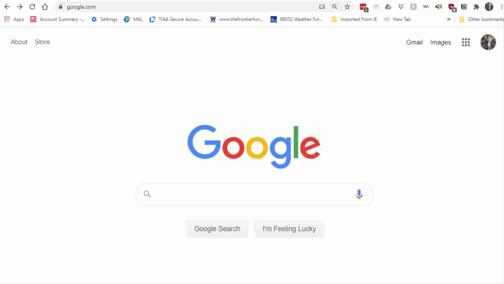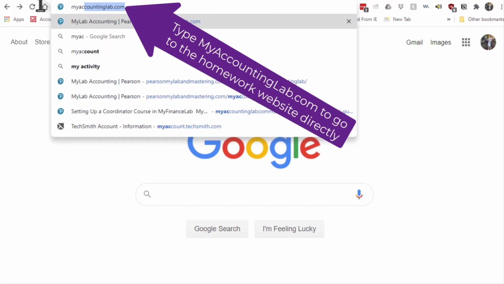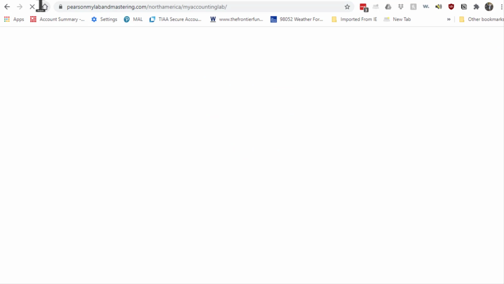So now we're going to do our first homework demonstration. Do you remember where our homework is for this class? Is it on Canvas or is it on My Accounting Lab? For this class, the bulk of our homework is on myaccountinglab.com. Just open a browser and up here in the address bar, type myaccountinglab.com and you'll go directly to the site.